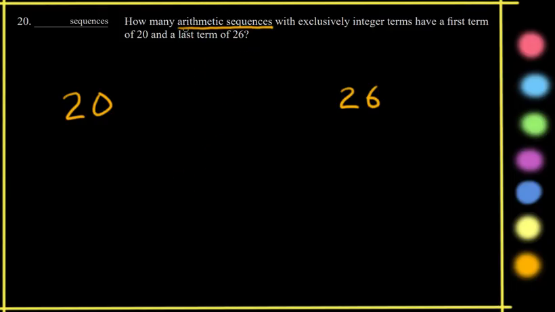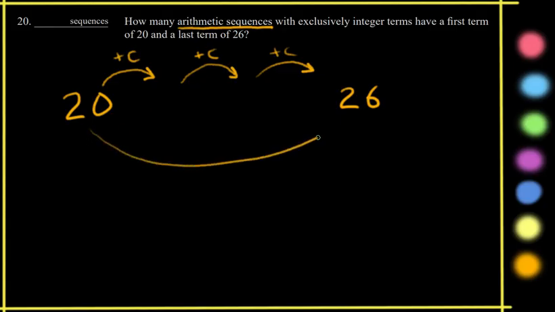An arithmetic sequence is basically a sequence of numbers where every time you go from one number to the next, you're adding some constant. We'll just call it C. And then when you go to the next one, you're adding that exact same constant C. And when you go to the next one, you add the exact same constant C. And so in total, as you go from the first term to the last term, you're going to be adding a total of 6. So basically it's saying how many different ways can you jump by the same amount to go from 20 to 26. In total you're going to add 6.